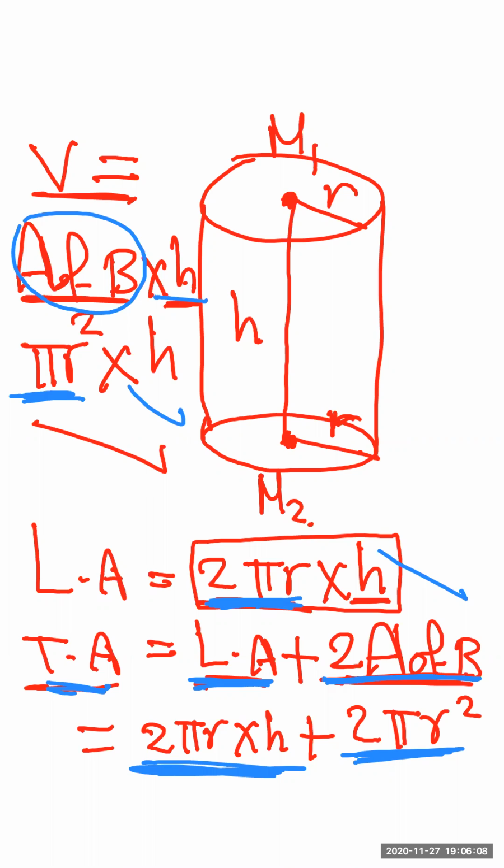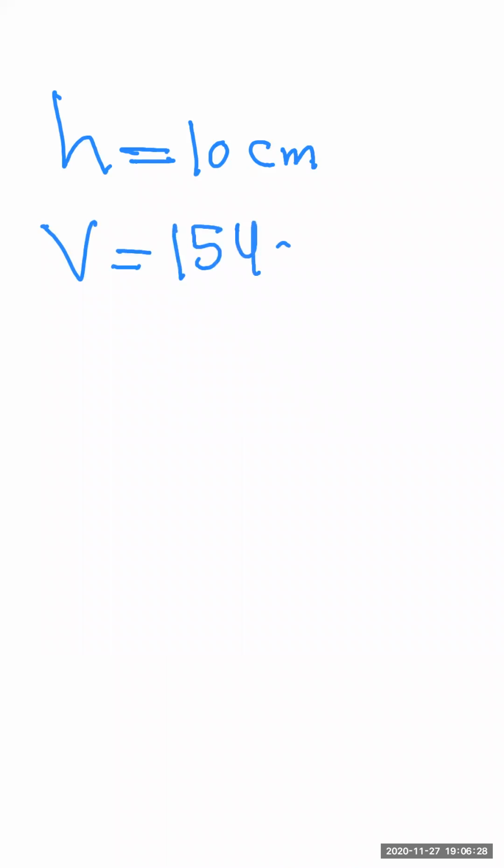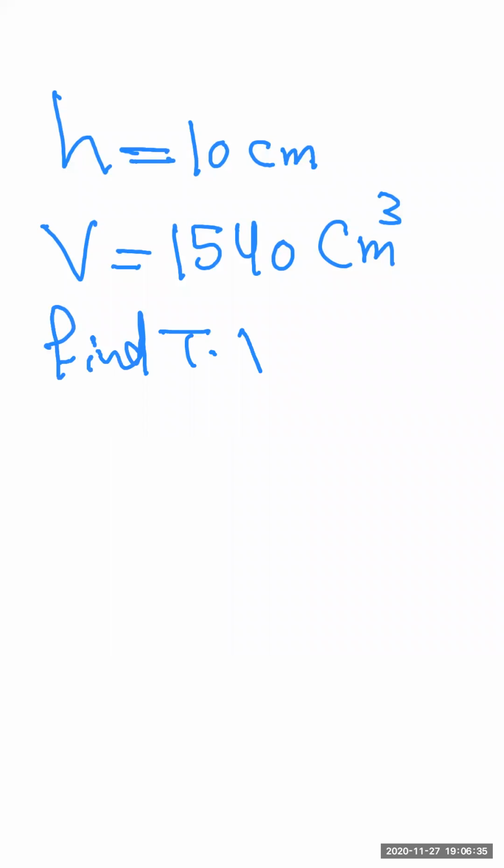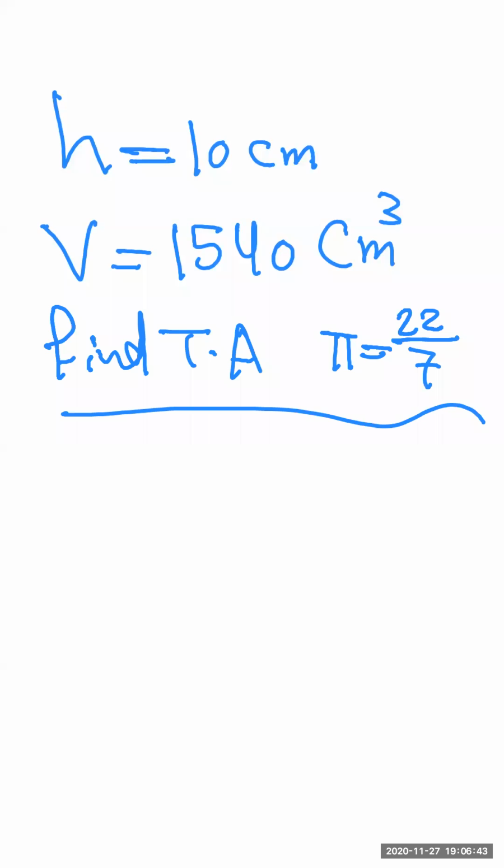Okay, great. Then let's solve one question so that we can understand it well. A circular cylinder is of height h equals 10 centimeters, and volume equals 1540 cubic centimeters. Find the total area, knowing that pi equals 22/7. Okay, how to solve this one?